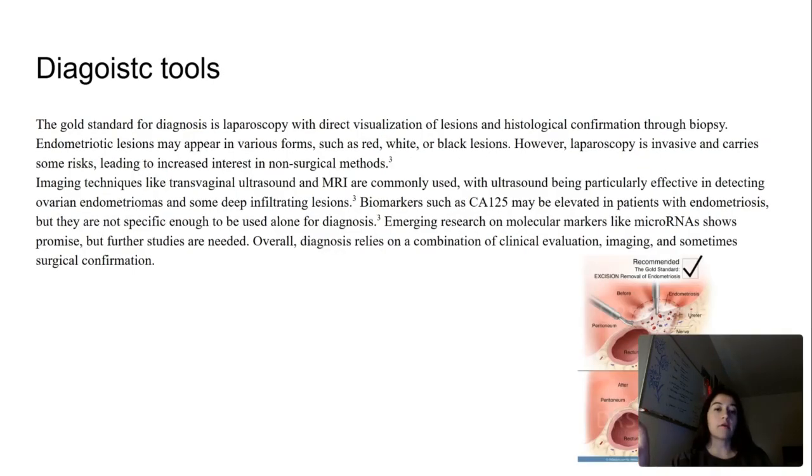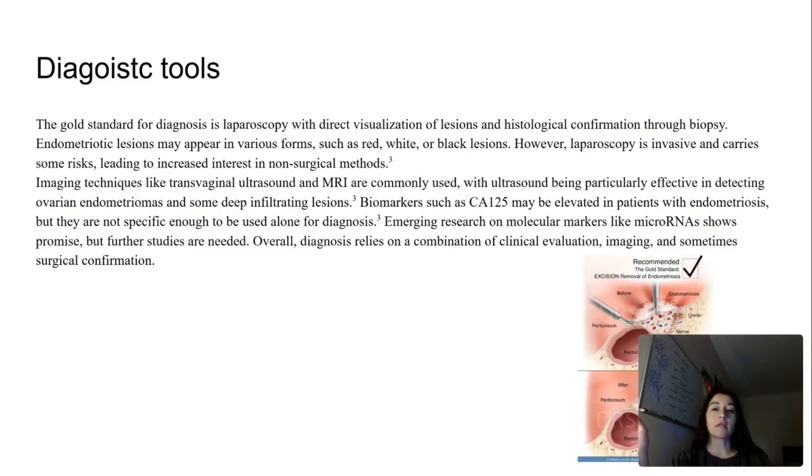So the gold standard for diagnosis is going to be a laryngoscopy, which is going to be the direct visualization of lesions and histological confirmation through biopsy. However, laryngoscopy is invasive and it does carry some risks. So this is going to lead to the increased interest of the non-surgical methods. So that's going to be the transvaginal ultrasound and the MRI.